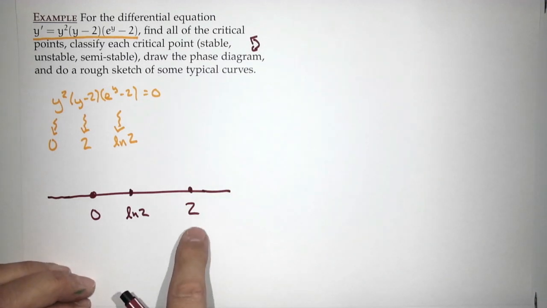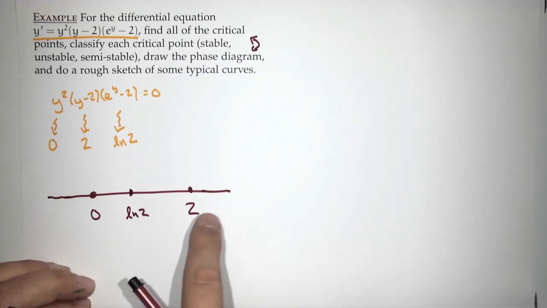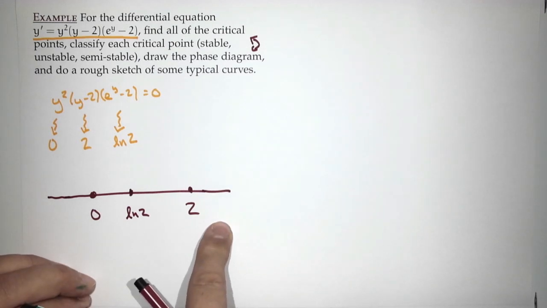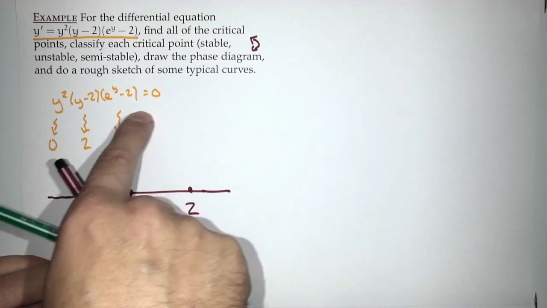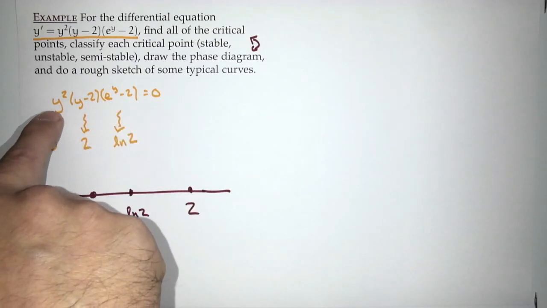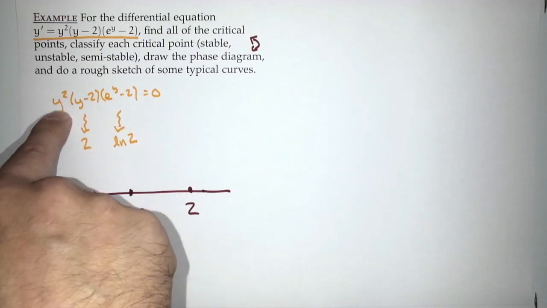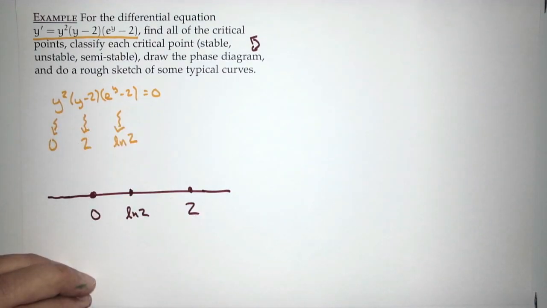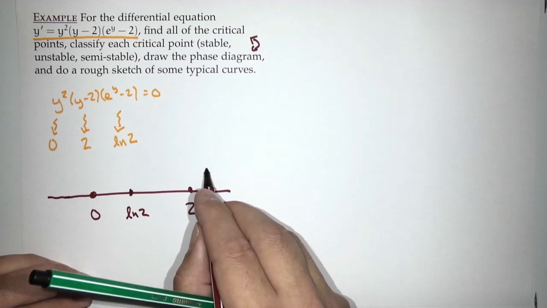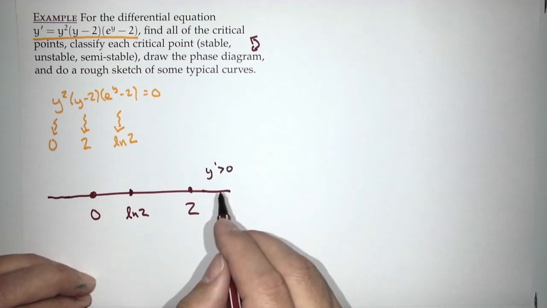Okay, so let's maybe start above 2. Any number above 2 that you like? 3. That's fine. So we're plugging into y prime. We just care about the sign. Okay, y squared will be positive. Y minus 2? Positive. E to the y minus 2? Positive. Put it all together? Positive. That says y prime is positive.